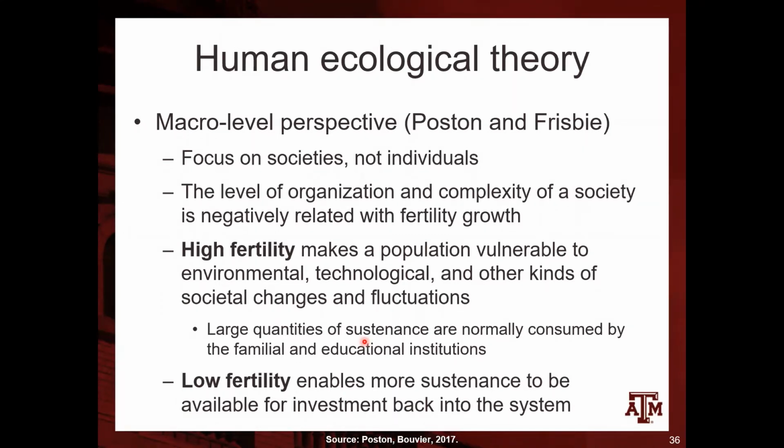So what's interesting to see from these different theoretical approaches is that you should not think about these theories as fighting with each other, but as complementing each other, right? Yeah, I can understand why people don't have as many children nowadays by looking at the individual aspects, but also at the society as a whole. Low fertility enables more sustenance to be available for investment back into the society, right? So that's actually good for the society as a whole, having fewer children.